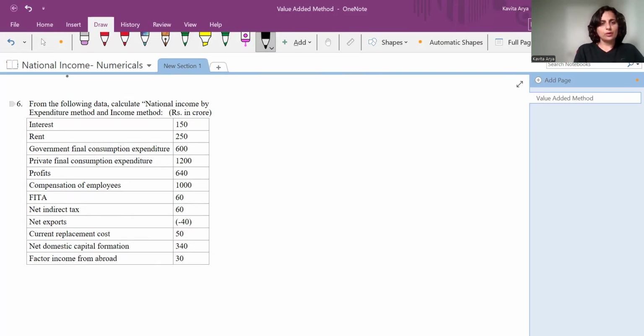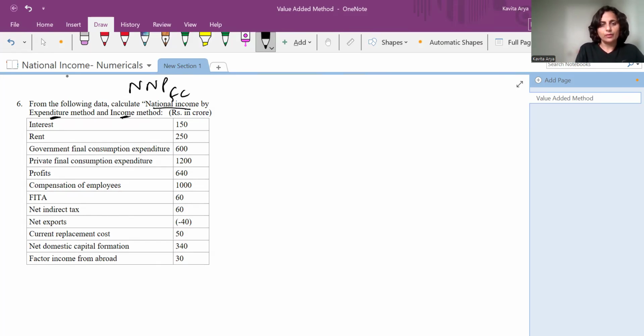So let's talk about what we need to calculate. We need to calculate the national income. It means I need NNP at FC. Now, how do we do it? By expenditure method and by income method. So let's go for finding the expenditure method first.